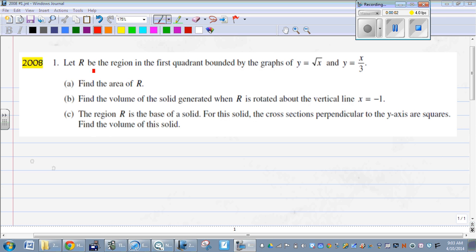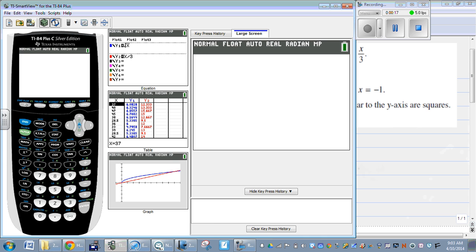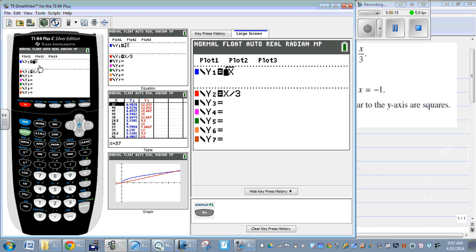So the region R is in the first quadrant, bounded by y equals square root of x and y equals x over 3. Now, those are ones we could easily do without a calculator, but we're given the option to use the calculator, so we may as well use it to save some time. So we can put those functions in for y1 and y2, so square root of x and x over 3. And let's take a look at the graph.